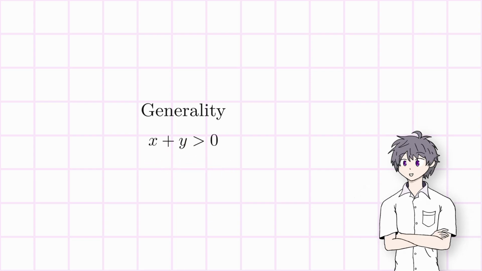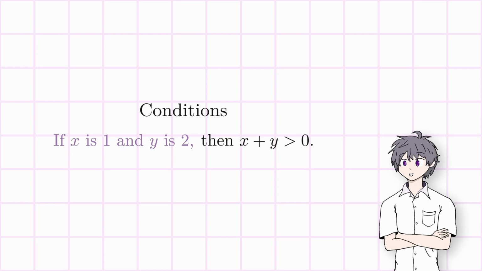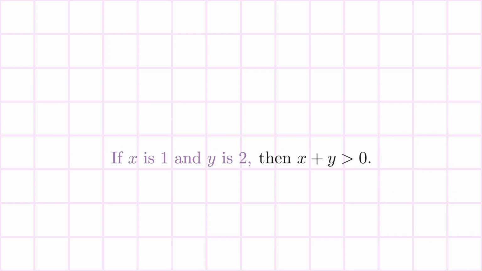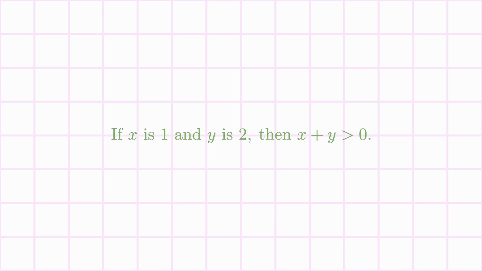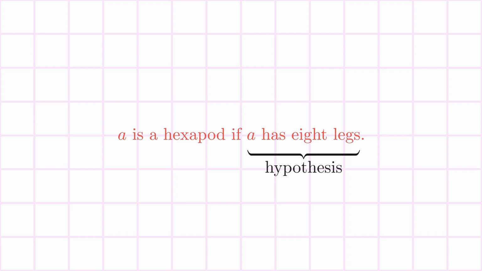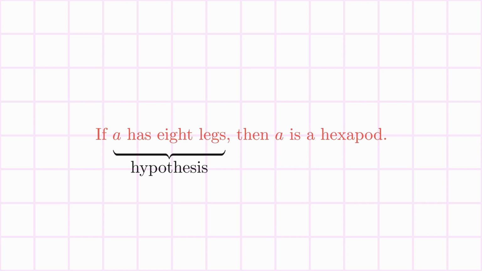Let's try to change this sentence to a statement by restricting the generality. We can do this by adding conditions. For example, if x is 1 and y is 2, then x plus y is greater than 0. This is a type of statement called a conditional statement, which has the form if hypothesis, then conclusion. Now this sentence is always true. Here's another conditional statement. This sentence is always false. Also, note that the hypothesis is at the end, and we can rewrite it whichever way we like.